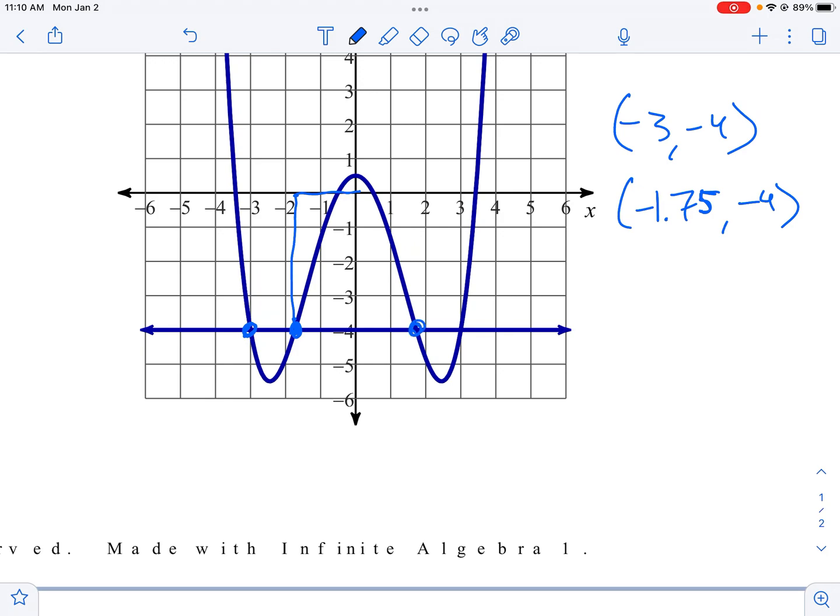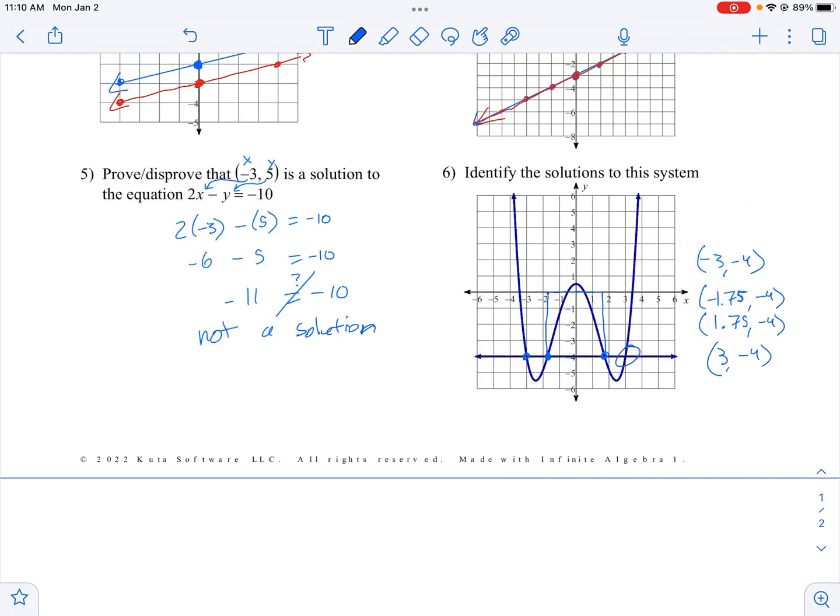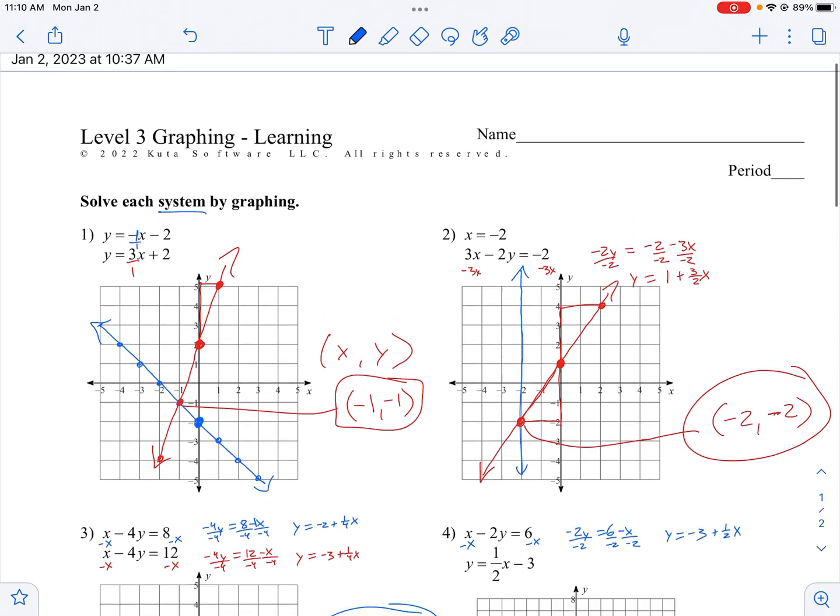All right, let's move on to this one. Hey, that one's also between two lines. Let's go ahead and put the x value of just the positive version of it. And then the y-intercept there is also -4. And then we got this last point here, which is at 3, -4. So I'm going to put that 3, -4. So those are the solutions to the points. So there you go. That is level 3 for graphing.